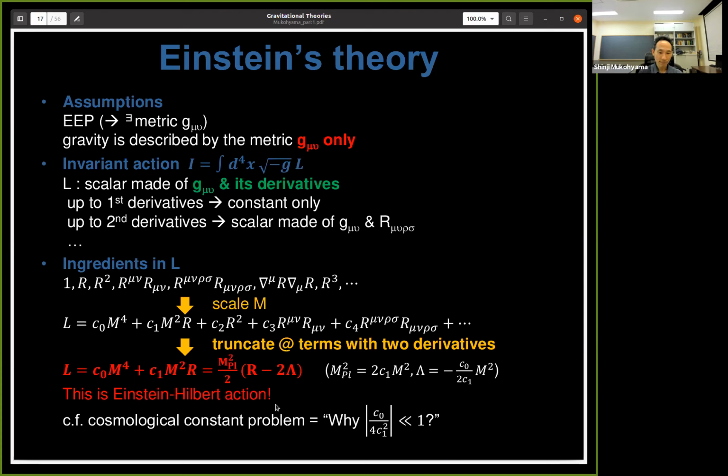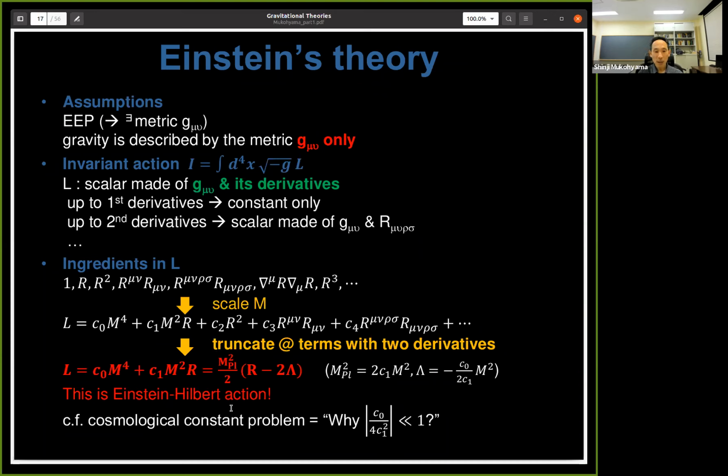By the way, the so-called cosmological constant problem that I briefly mentioned in the introduction, the problem of 10 to the minus 120, is basically the question of why this combination is very, very small compared to 1. By looking at this, you may think that this coefficient is order 1, order 1, order 1, order 1, but c0 is extremely small. So this is the famous cosmological constant problem.